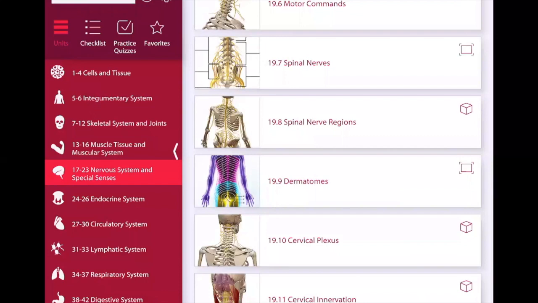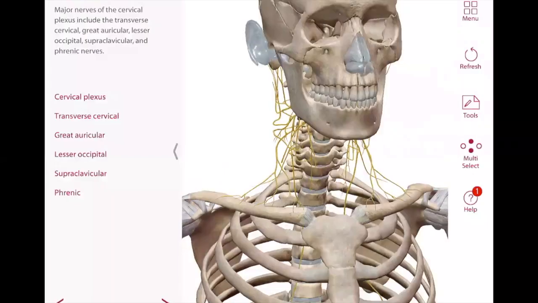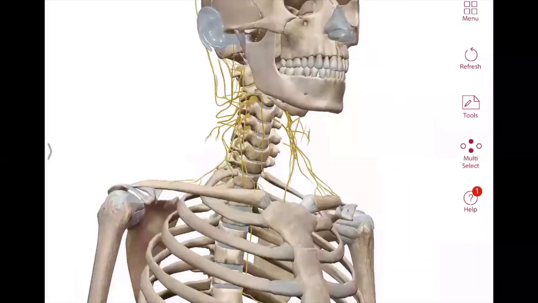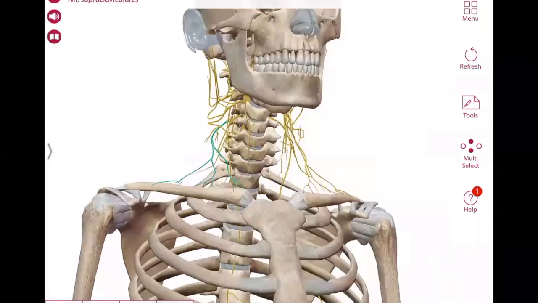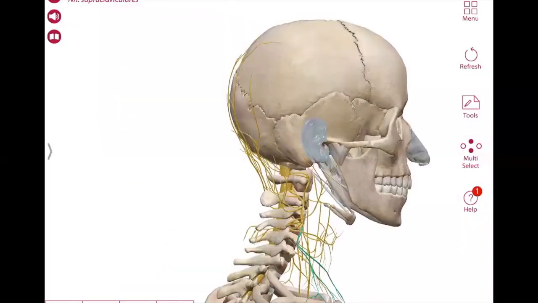Here also, we can see this is the normal chart. And we can see there are lots of nerves wandering here and there, going here and there, and they are making a network all around the body.